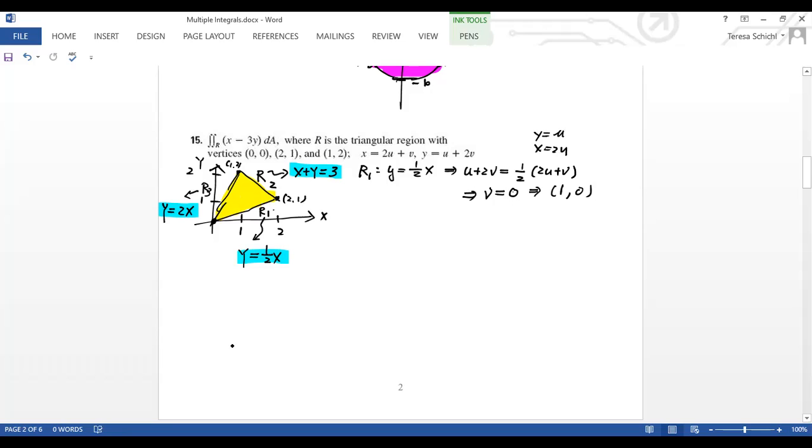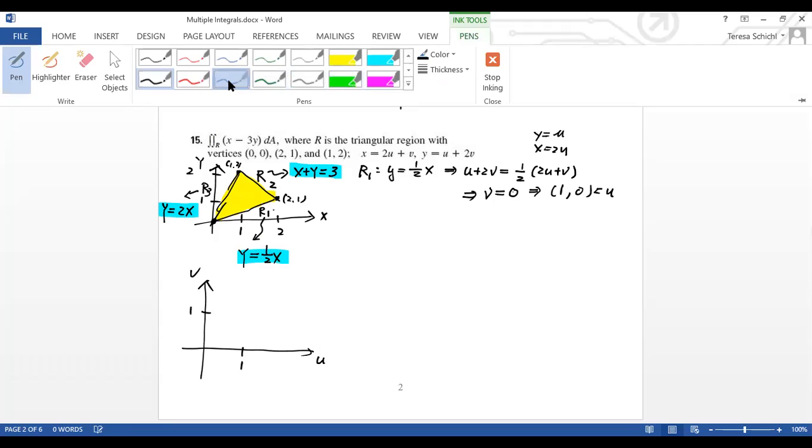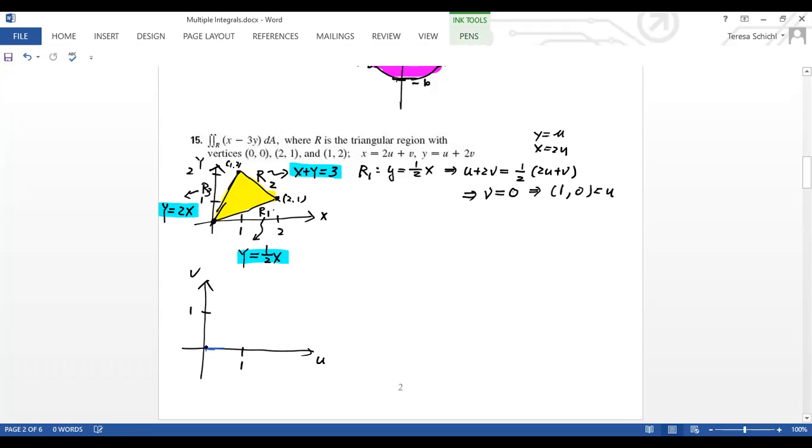Okay, so now let's take a look at this integration here. Let's graph it. So this is the uv plane, this is 1, this is 1. Okay, so v is equal to 0, and u is 1, 0. So that's pretty cool, right? So I transferred my first one to here, right? So v equals 0, u equals 1. So this is my R1, transferred here.